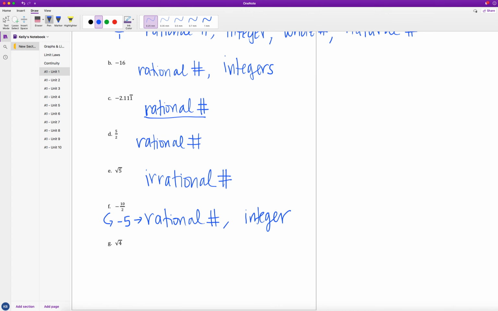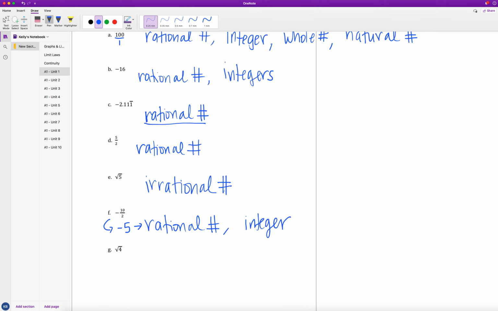Okay, last example. Why don't you guys pause the video and list all the subsets that you can think of that the square root of 4 belongs to. Okay, let's check it. So I have a square root here, so it's really tempting to want to say, oh, it automatically has to be an irrational number. But that's not the case if it's a perfect square. The square root of 4 is equal to positive 2, which means that I actually have a rational number in disguise. So I don't want you guys to think that just because we see a square root, it's automatically irrational. It really depends on, can I simplify that further? And in this case, we can, so it is a rational number.